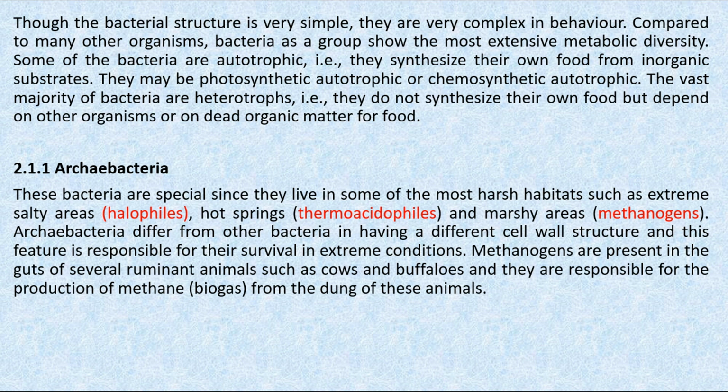Some of the bacteria are autotrophic, i.e., they synthesize their own food from inorganic substrates. They may be photosynthetic autotrophic or chemosynthetic autotrophic. The vast majority of bacteria are heterotrophs, i.e., they do not synthesize their own food but depend on other organisms or on dead organic matter for food.